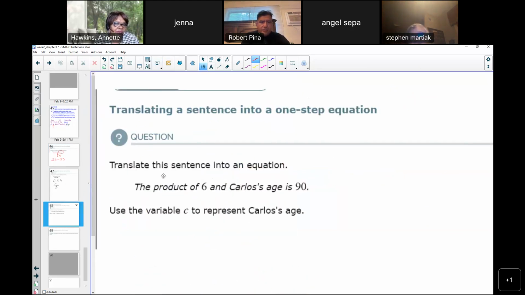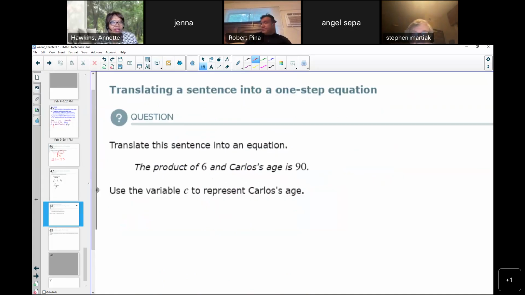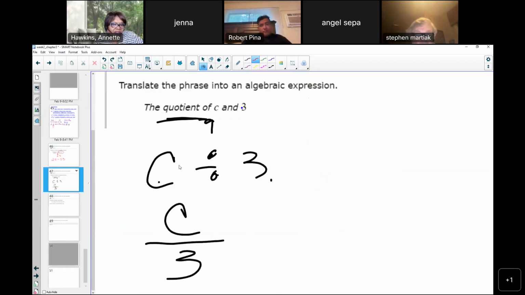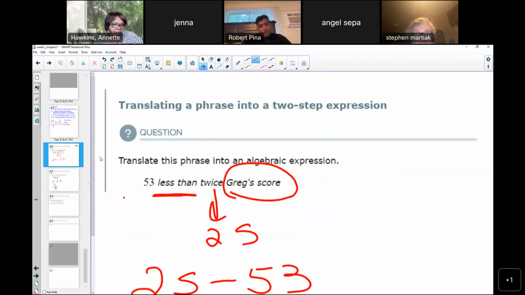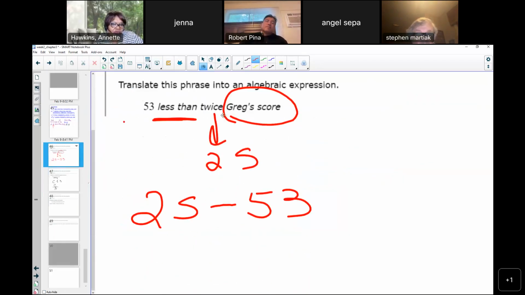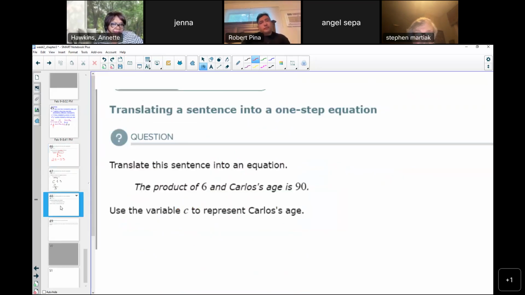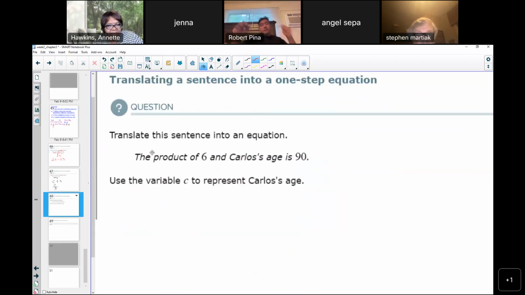Okay, let's try this one. So now, if you notice here, this is just division. And here, this is just subtraction. We do not see an equals sign. They call this an expression, okay? Now it says, translate this sentence into an equation. So now we're going to an equation, and let's see why, okay?